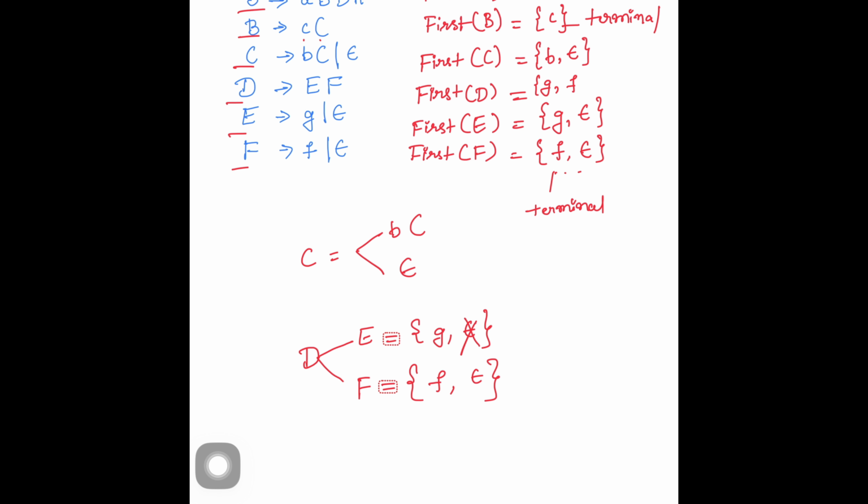Now F is the last symbol in the production and it can also produce epsilon. This means both E and F can become empty. Therefore, the entire production E F can produce epsilon. So we also include epsilon in the first set. Hence, first of D equals G comma F comma epsilon.